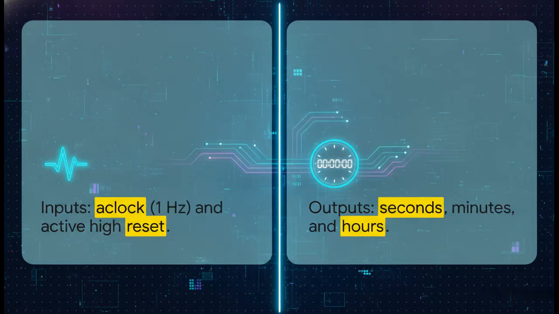The parameters for our build are beautifully simple. For our inputs, we feed the system a clock signal beating at exactly a 1 hertz frequency, so 1 cycle per second. We've also got an active high reset switch to just clear the board when needed. Then, for our outputs, we get exactly what you'd expect from a clock: standard seconds, minutes, and hours. It's just a really beautifully closed system.